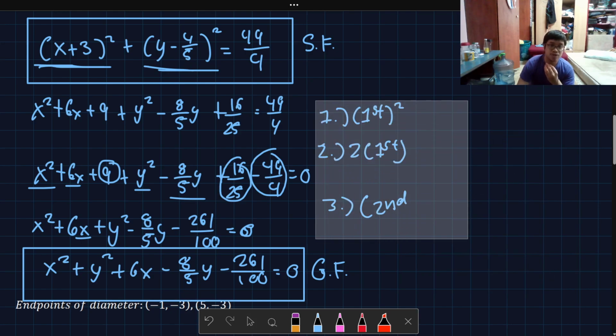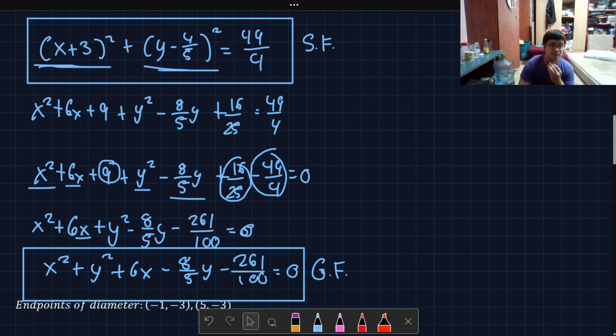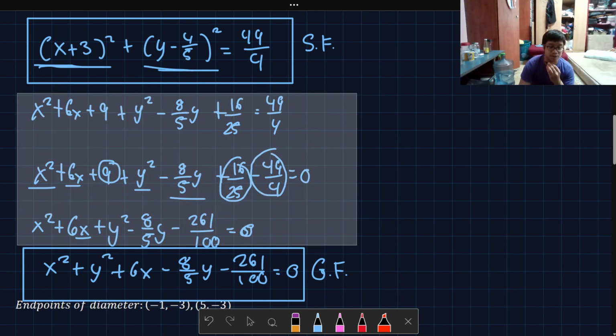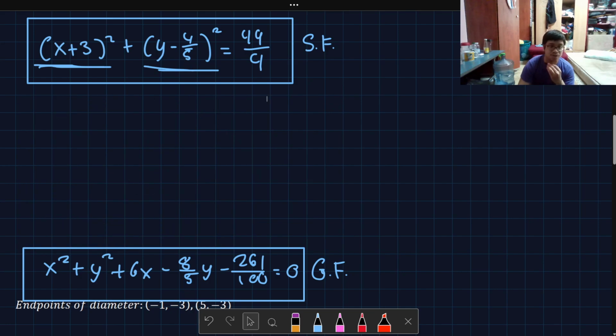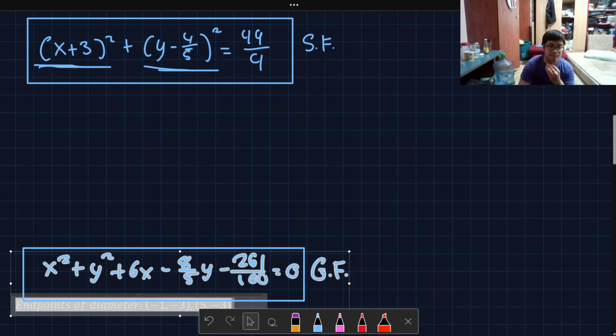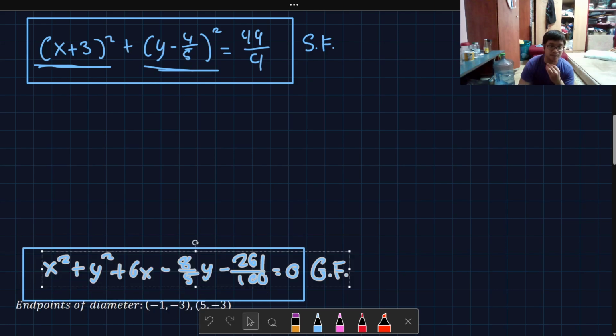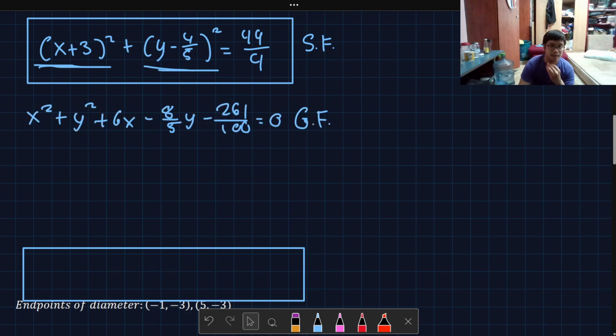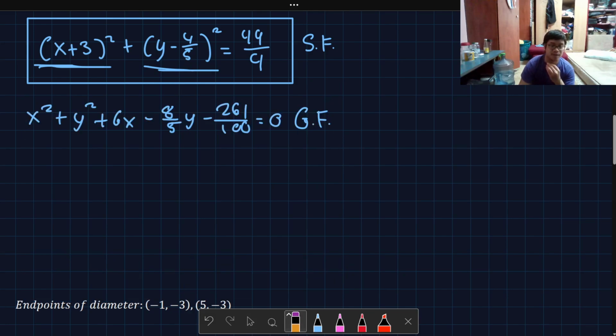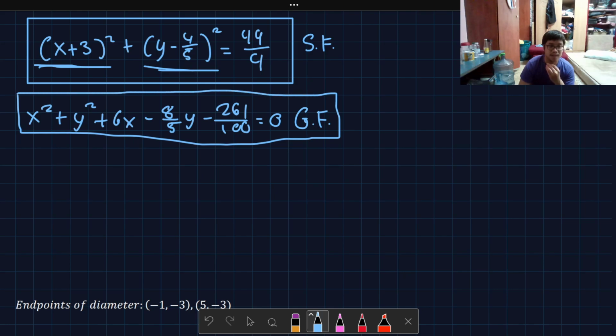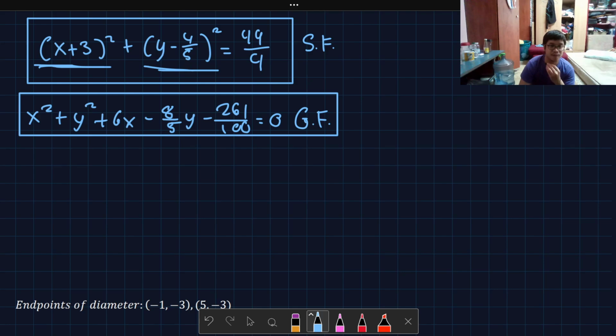So all you need to do is find the LCD of those given fractions. You have 8 all over 5 and 100, right? Let me put it here. So what's the LCD of 5 and 100? For me, the LCD here of 5 and 100 is actually 100.